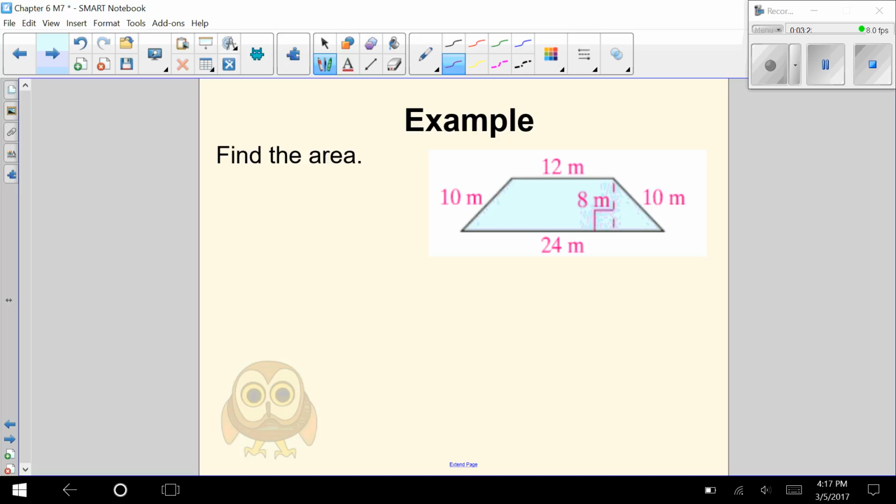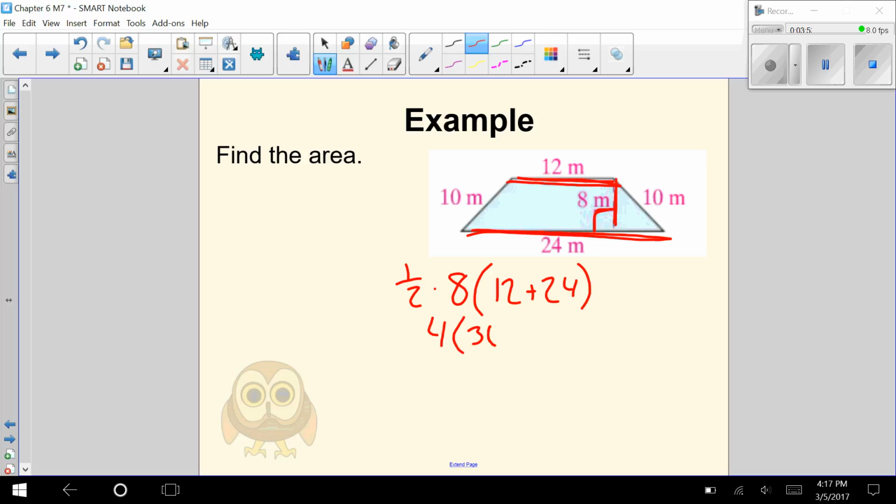All right, now we're going to go back to trapezoids for a moment. Remember, for a trapezoid, we have to identify the height and the 2 bases first. So our height takes that right angle, so our height is 8. Our bases are the 12 and the 24. So to find the area, we do 1/2 times my height of 8 times the sum of my bases, which is 12 plus 24. 1/2 times 8 is 4. 12 plus 24 is 36. 4 times 36 is 144 square meters.